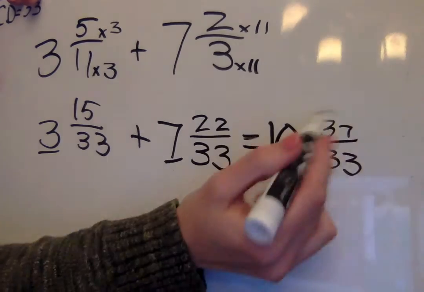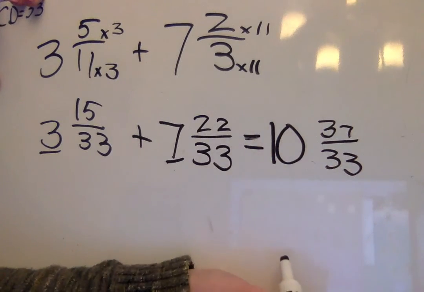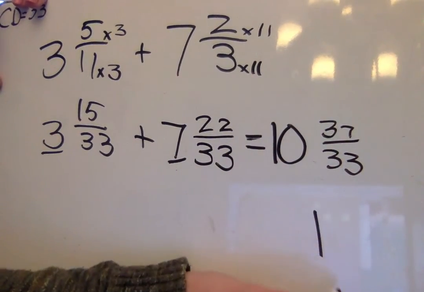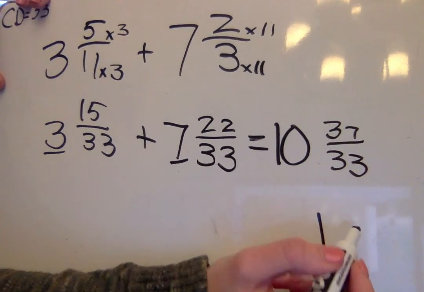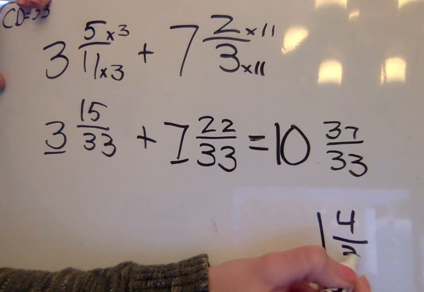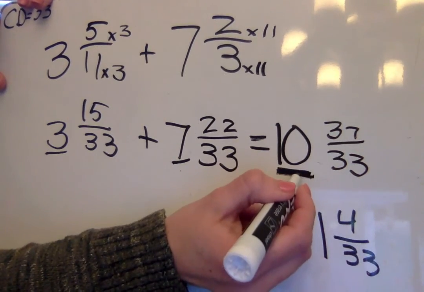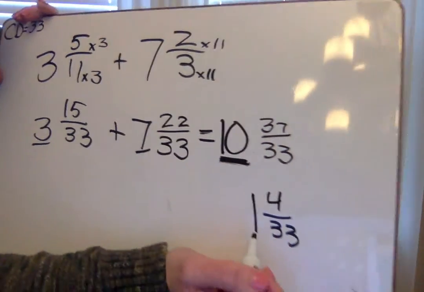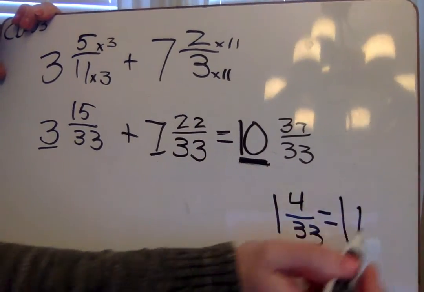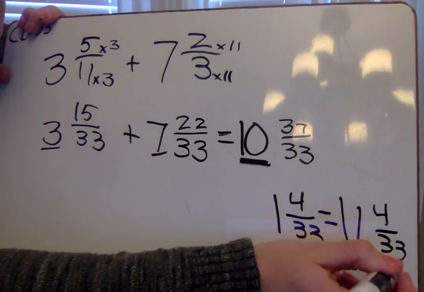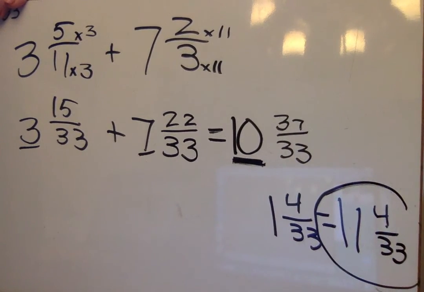So you're going to look at your 37/33 and you're going to think, how many times can 33 go into 37? 1 time. Okay? And then 37 minus 33 is going to be 4. So your new fraction is going to be 1 and 4/33. But don't forget that we had this whole number right here. You have to add that on to this new one. So once I do that, 10 plus 1 is 11. You've got your new fraction there, which is 4/33. So your answer to number 3 would be 11 and 4/33.